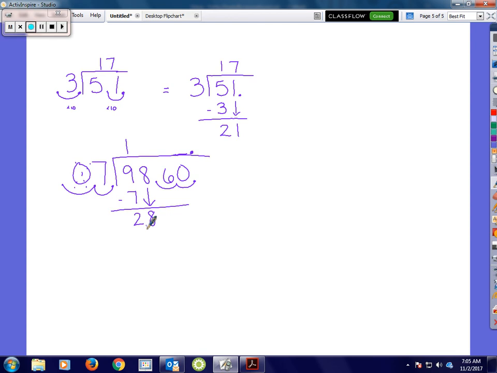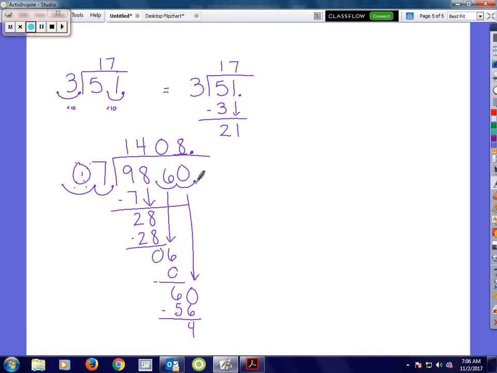7 goes into 28 4 times. Drew a blank there for a second. 7 times 4 is 28. Subtract. Bring down my 6. 7 goes into 6 0 times. 7 times 0 is 0. 6. Bring down my 0. 7 goes into 60 8 times. 7 times 8 is 56. 4 left over. So now this is why I wanted to do this problem, because now I have a remainder.